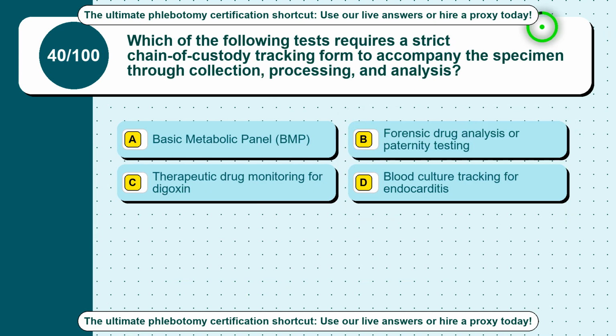Question 40. Which of the following tests requires a strict chain of custody tracking form to accompany the specimen through collection, processing, and analysis? Option A, basic metabolic panel, BMP. Option B, forensic drug analysis or paternity testing. Option C, therapeutic drug monitoring for digoxin. Option D, blood culture tracking for endocarditis.